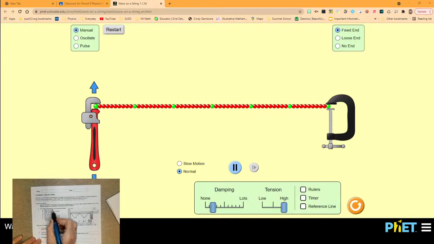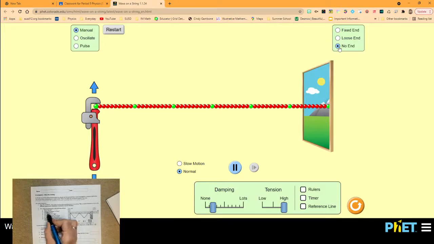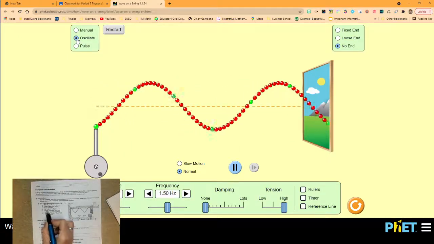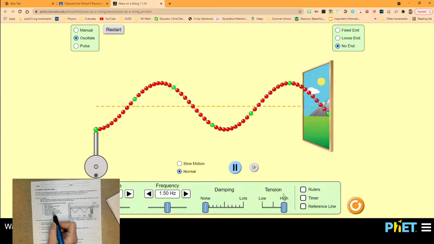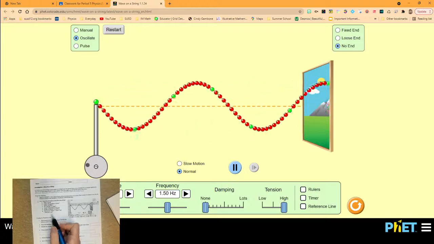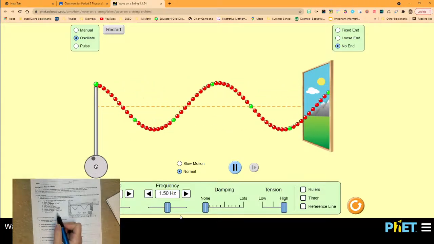Number 2, adjust the parameters to the following settings. Select No End. Click that right there, No End. Adjust dampening to none. Select Oscillate. Set the tension to high. It already is. Set the amplitude to 0.75 centimeters. Set the frequency to 2 Hertz.